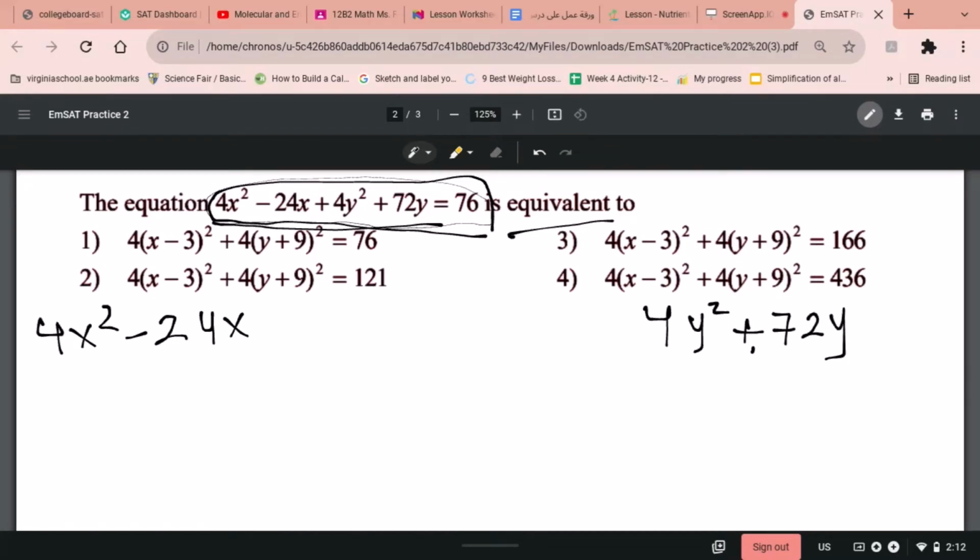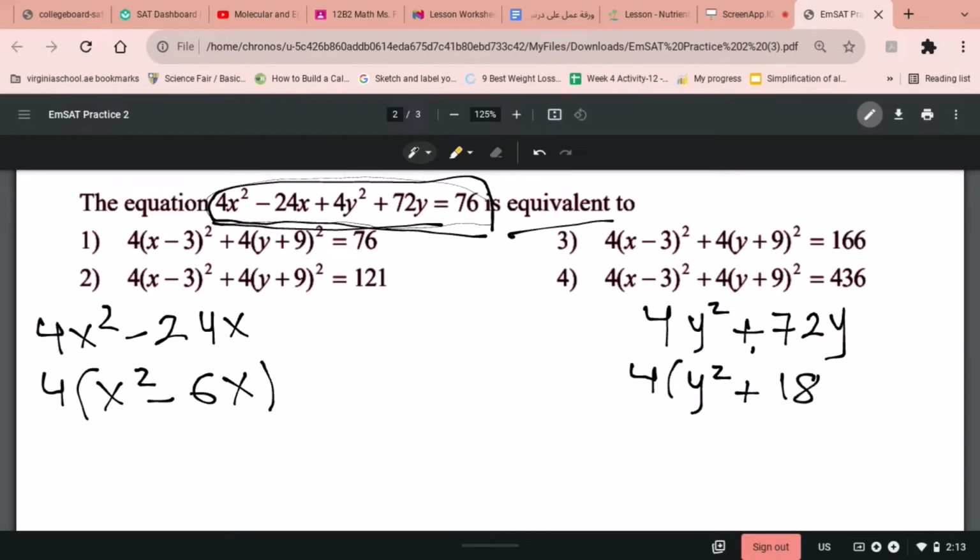So we have 2 expressions, and to make it easy, in order to solve the question, we take the common factor. The common factor is 4. Then we remain with x squared minus, negative 24 over 4 is 6, so we remain with 6x. And for this one, we take the common factor as well. Then 4 is out, y squared plus 72 over 4, which is 18y.